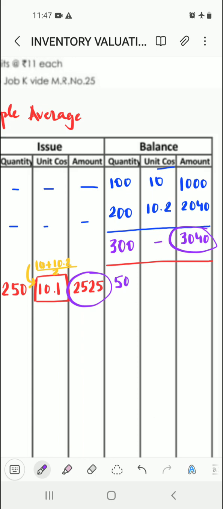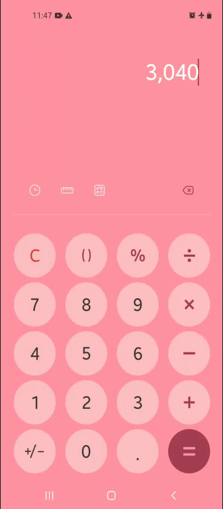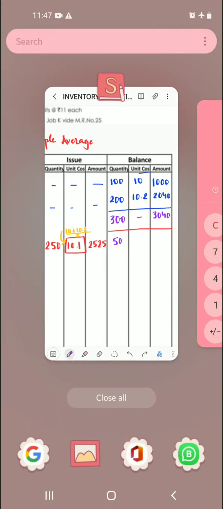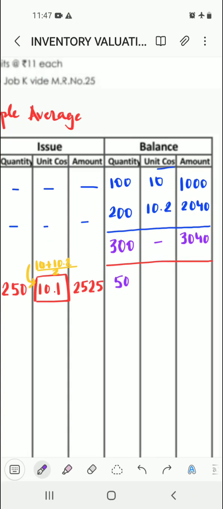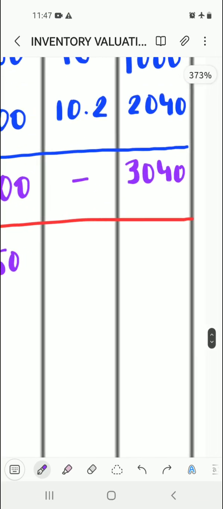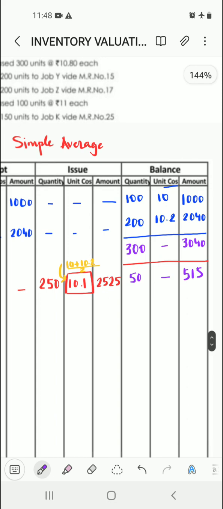So that will be 3040 minus 2525. So we have got 515. So we're going to write it over here, 515, and we will leave the unit cost blank. Now we're going to move to the next one.